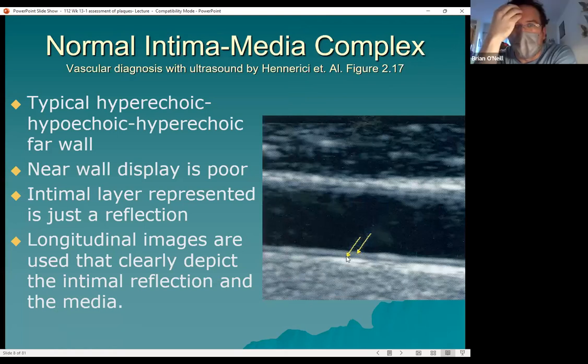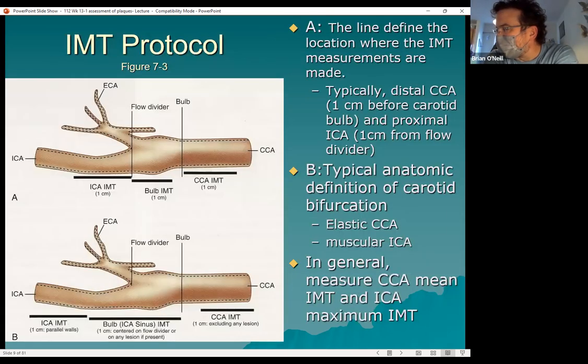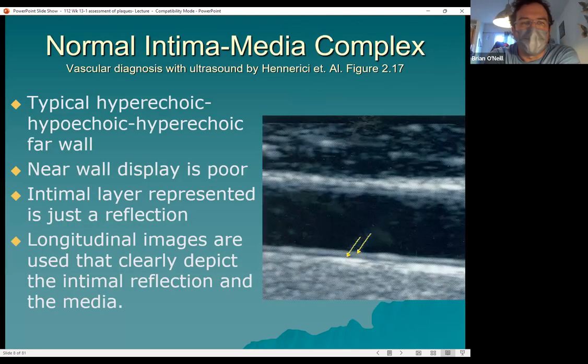So there's an anechoic area in the middle. Yeah, the anechoic area. So we go right up to the echogenic line and measure to the inner wall of that vessel. So it's the intimal and medial thickness. You're measuring both layers. We don't actually see that intimal layer because it's so thin. This echogenic line is just a reflection of the actual intimal layer.